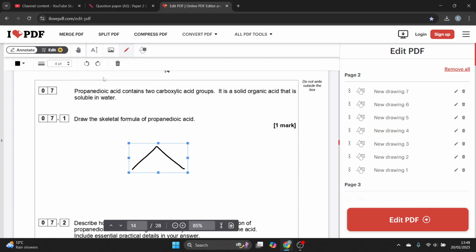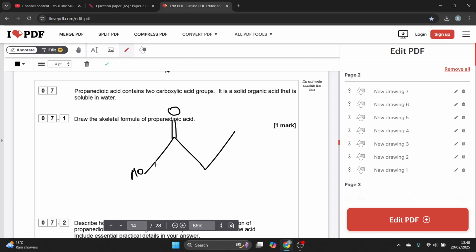No, sorry. So I'm going to have methane, ethane. I'm going to have OH. Okay, I'm going to have a double bond O here, obviously. This is going to be my HO here. And then again, I'm going to have a double bond O here, and then the OH here.